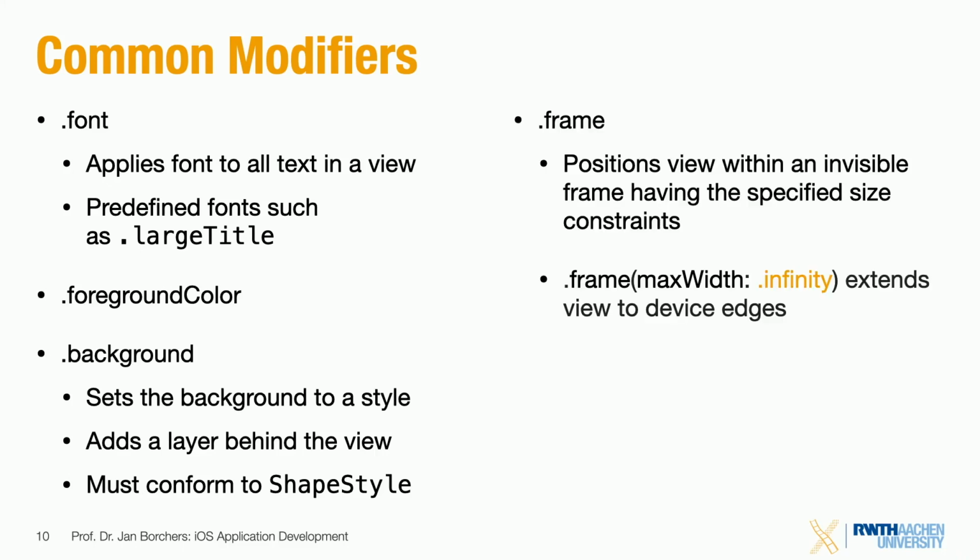Another one that you may often see is dot frame, which takes the view and puts it inside an invisible frame around it that has the specified size constraints. So that's a way to put something into a larger frame and position it on screen. If you want something to extend to the device edges, this is why you could do this. You could just say, for example, dot frame with maximum width of dot infinity, which means it's going to be as wide as it possibly can to get to the edges. And finally, we've already seen dot padding, which just adds a little bit of space around the view on all sides.